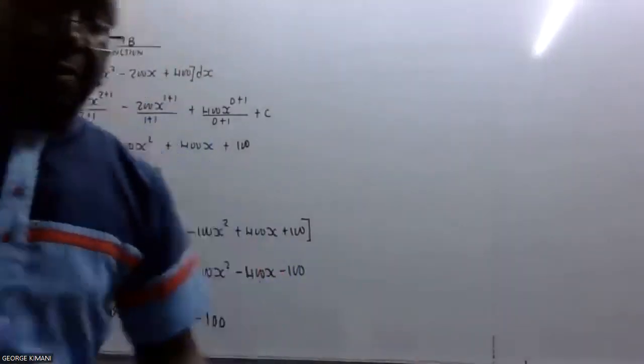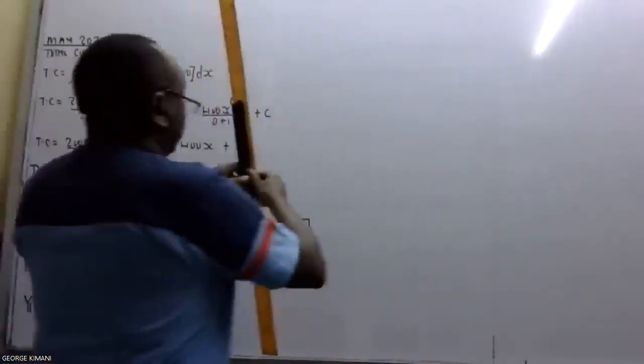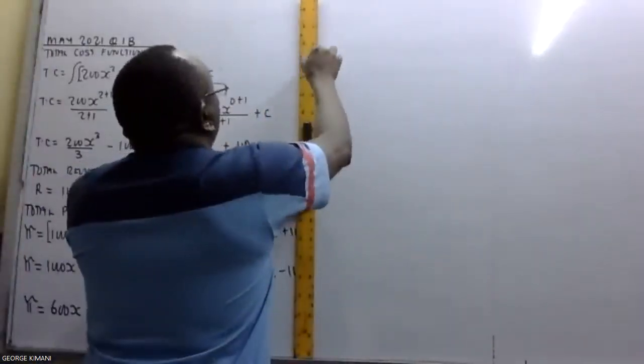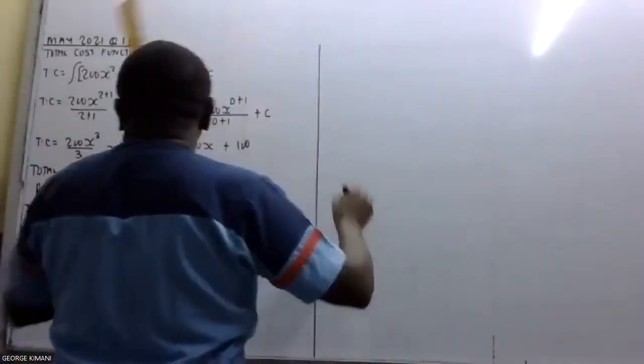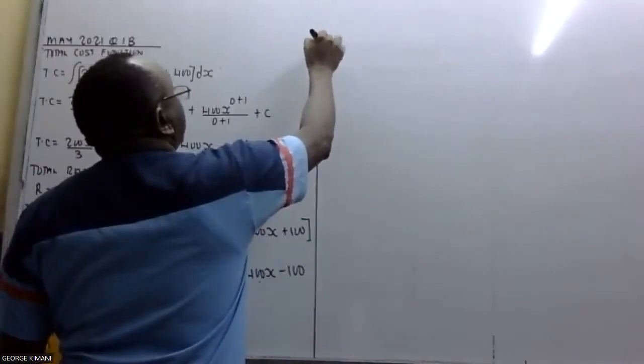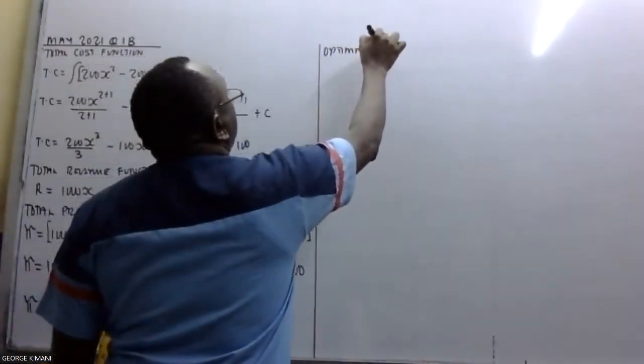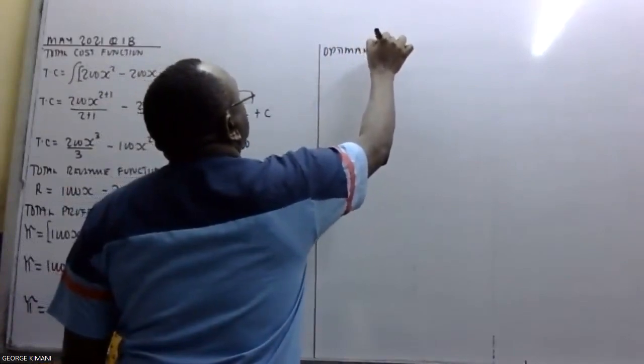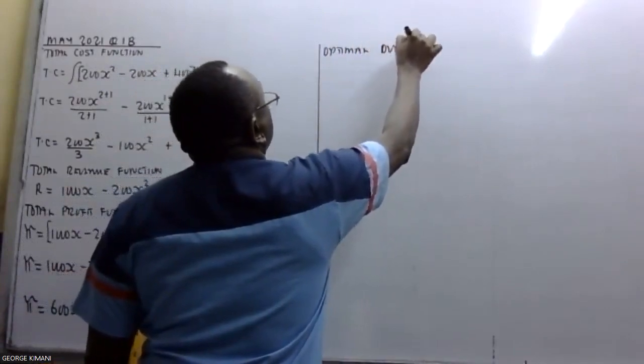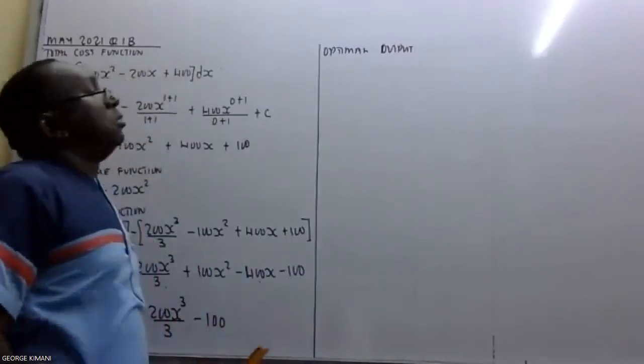If that is the profit function, the next one now is optimal profit or optimal output. Optimal output.